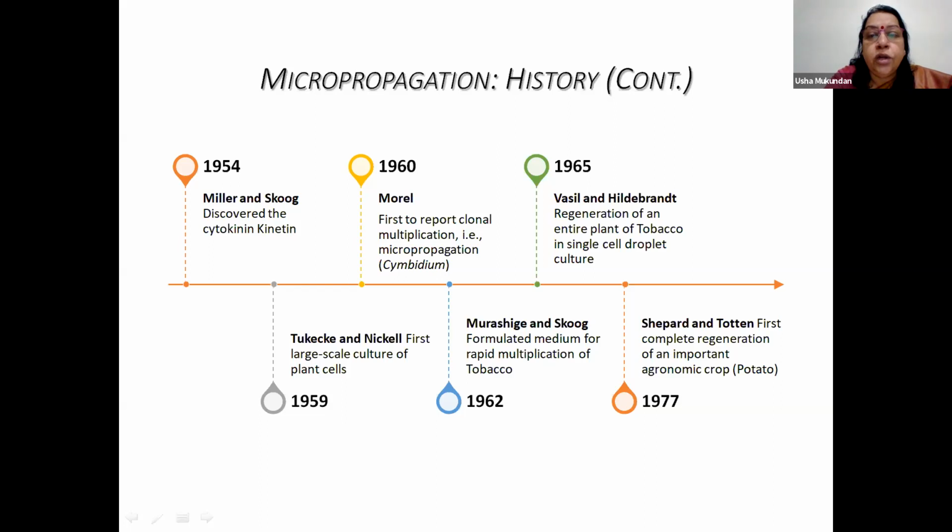However, because in a tissue culture medium you provide all the nutrients, these microspermous or minute seeds germinate to form what are known as PLBs or protocorm-like bodies.